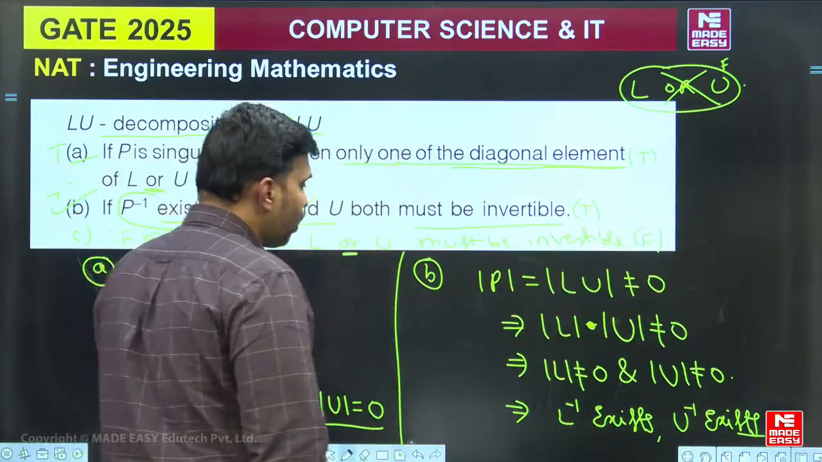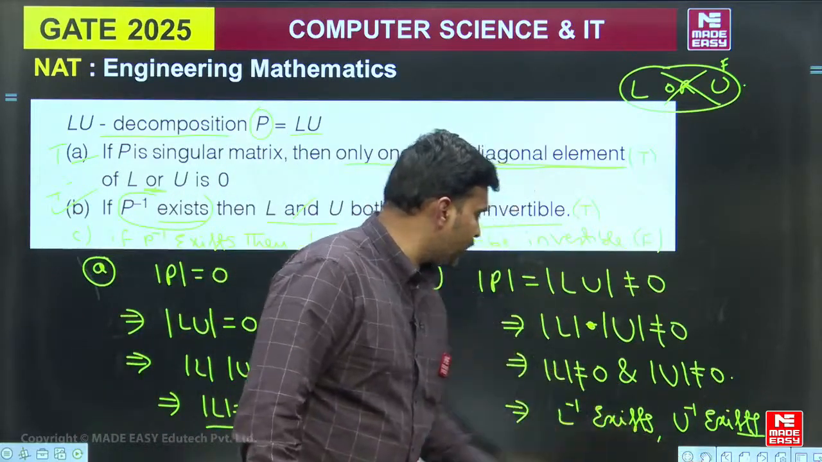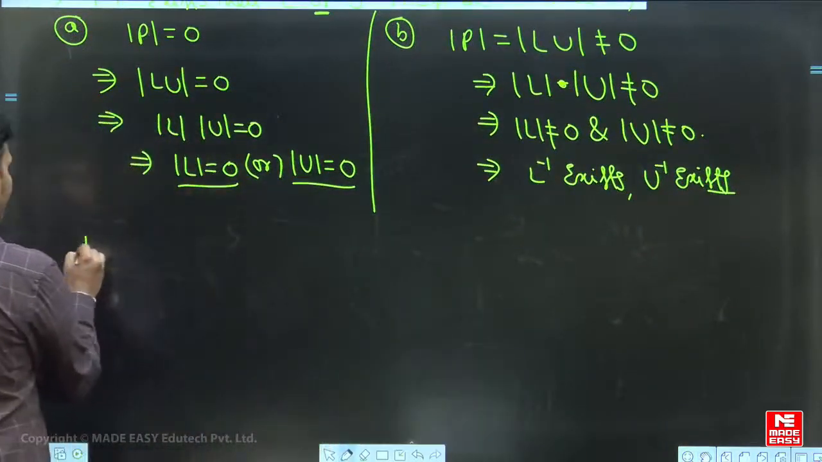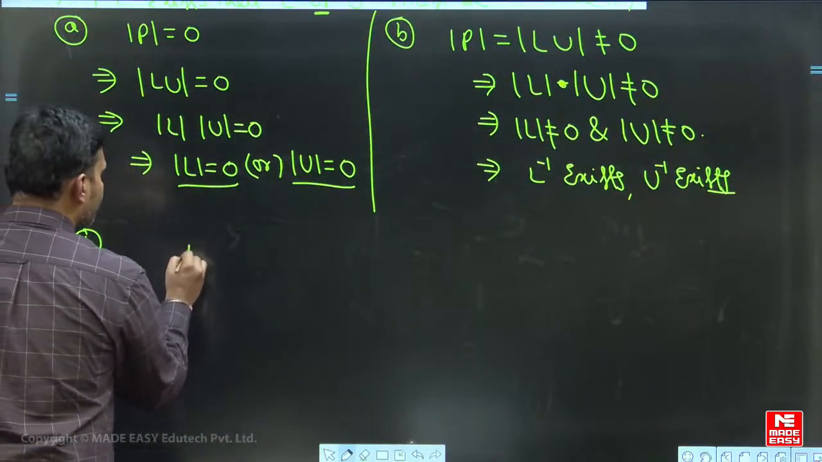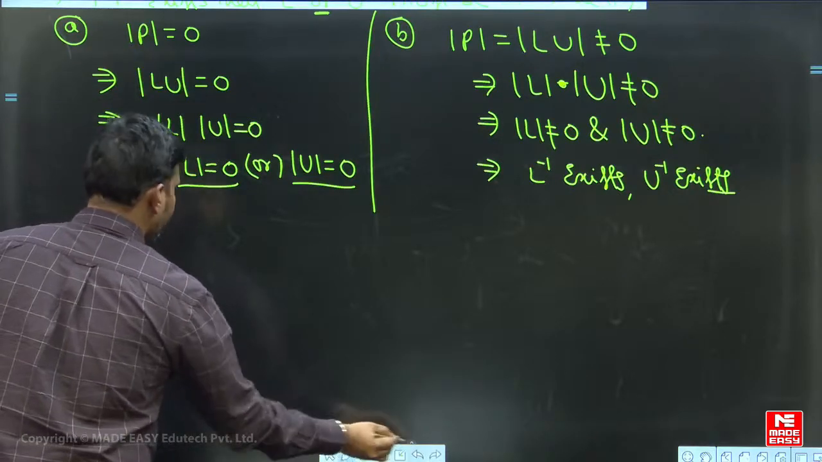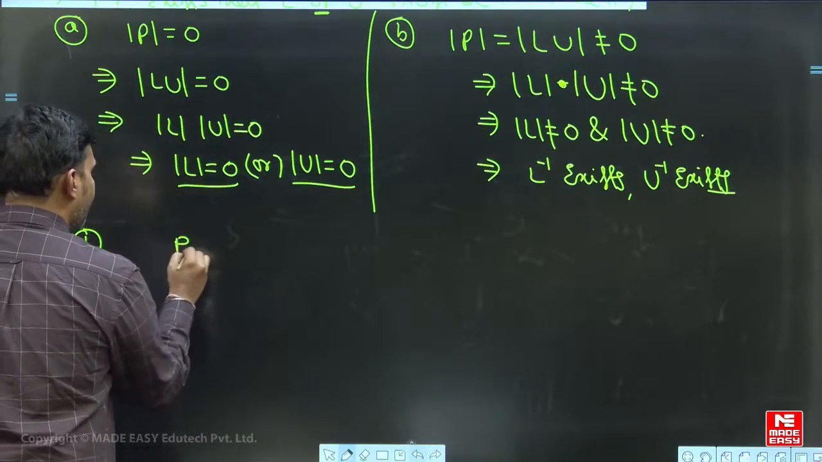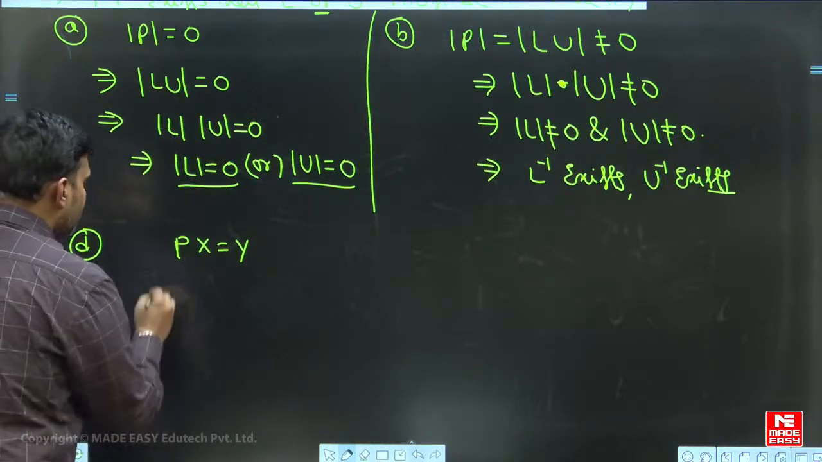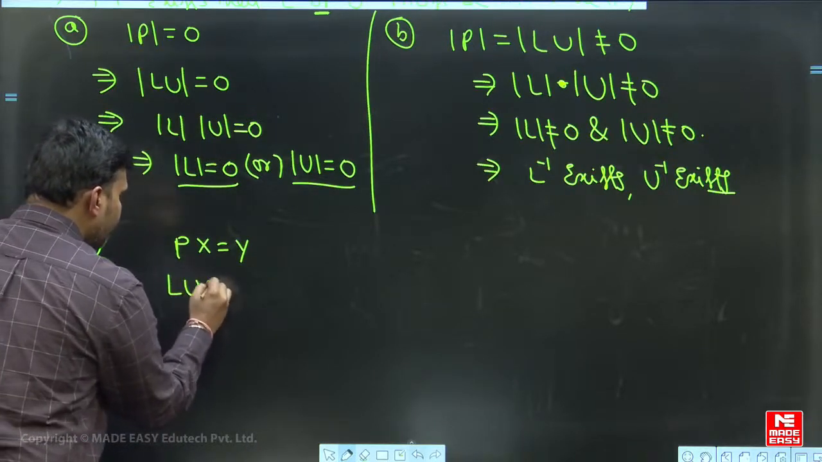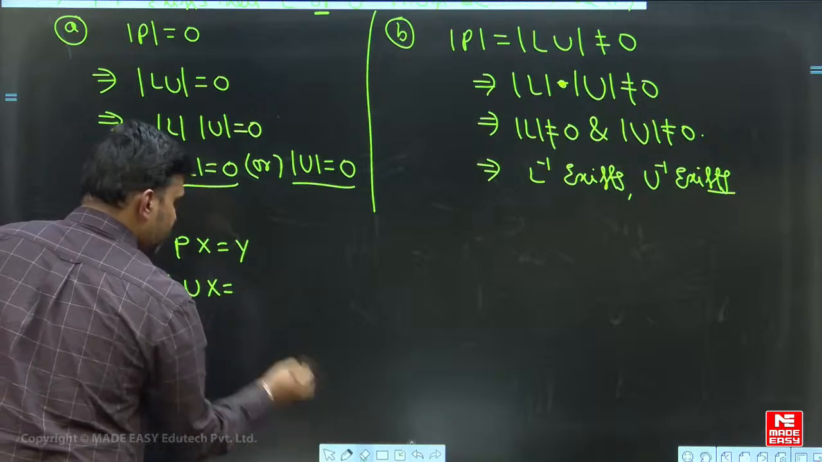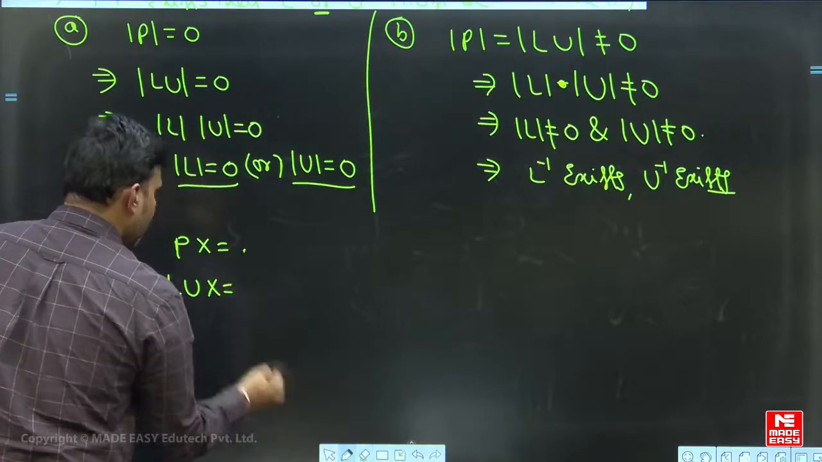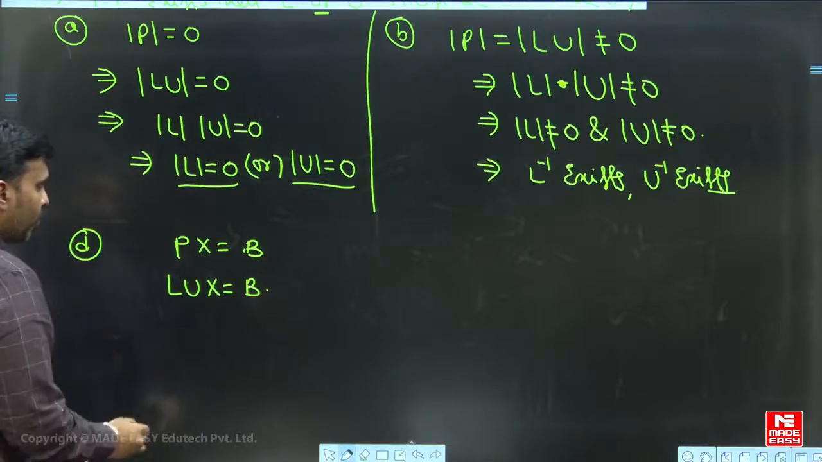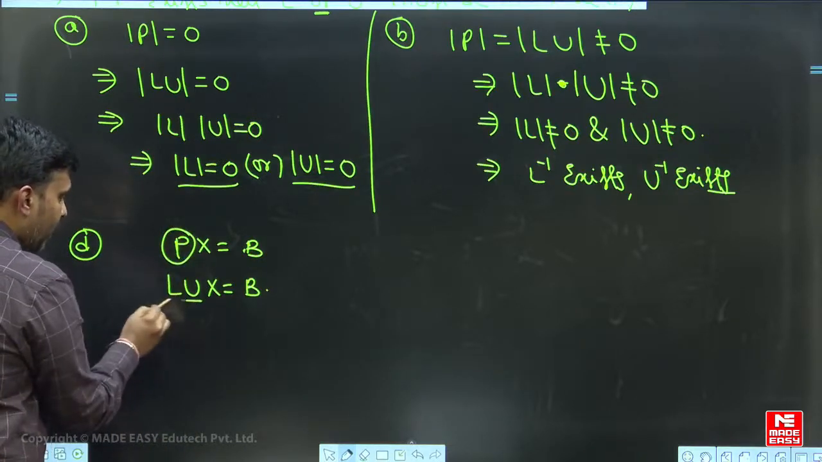Okay, so one more thing is there in this one. If we solve a system of linear equations, suppose Px is equal to y, something is given like this. Then P is given as Lu. So let me write this as Px is equal to B, LUx is equal to B. Now, because P can be written as LU.